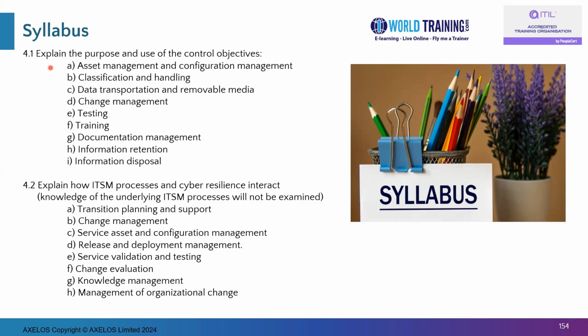So the controls remain the same: asset management and configuration management, classification and handling, data transportation and removable media, change management, testing, training, documentation management, information retention, and information disposal. So 9 of them. Then also we need to understand how the ITIL processes interact with cyber resilience activities. And there are 8 ITIL processes here: transition planning and support, change management, service asset and configuration management, release and deployment management, service validation and testing, change evaluation, knowledge management, and management of organizational change.